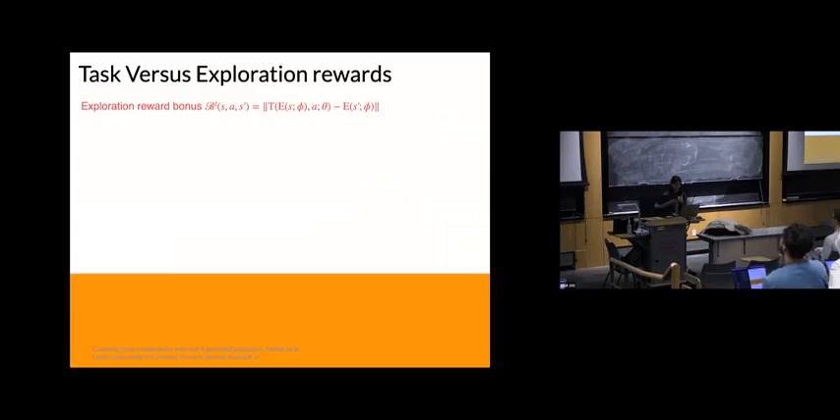And here is the most surprising part. We're going to throw away the task reward and we'll only use the exploration reward. I will train a policy only to surprise me and nothing else. Okay? So what do you think is going to happen if we only train for exploration rewards?